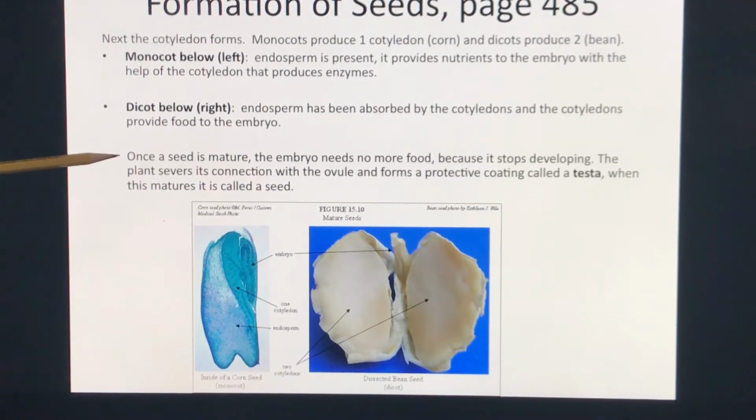Then we know once a seed is mature, the embryo does not require any more food because it stops developing. The plant severs its connection with the ovule and forms a protective coating on the outside of it called a testa. And then once the testa is truly matured, then it's called a seed. So that's the formation of a seed.